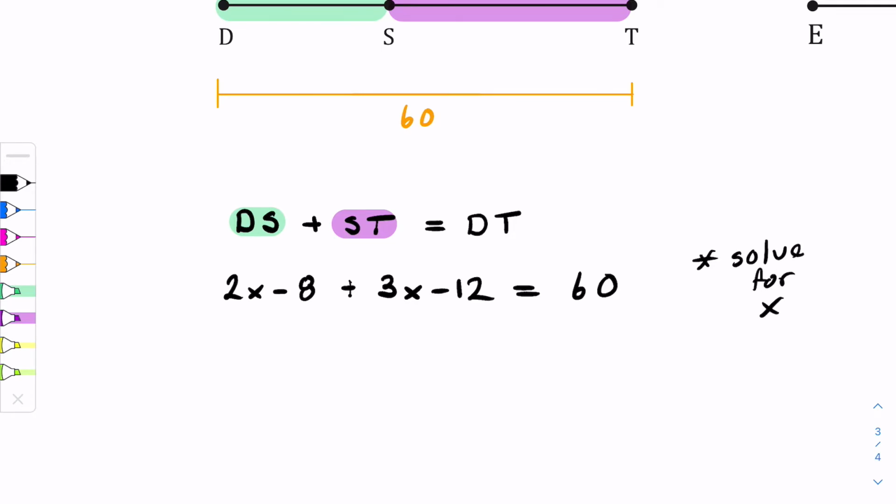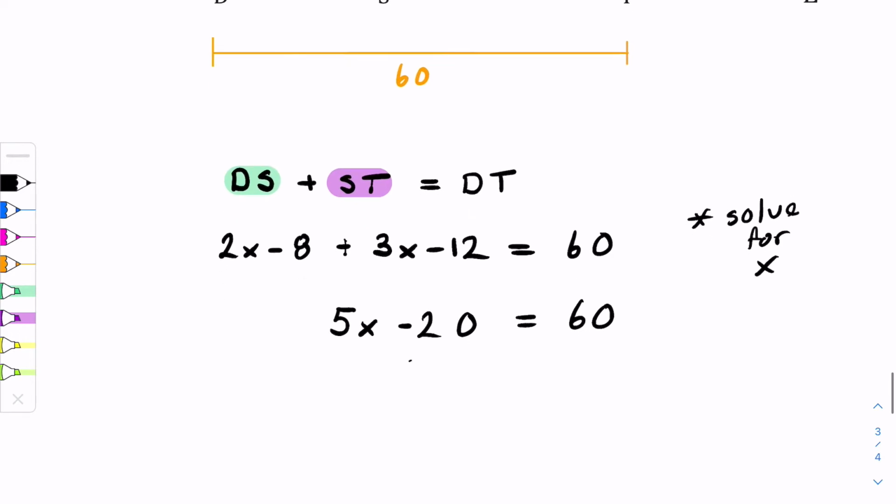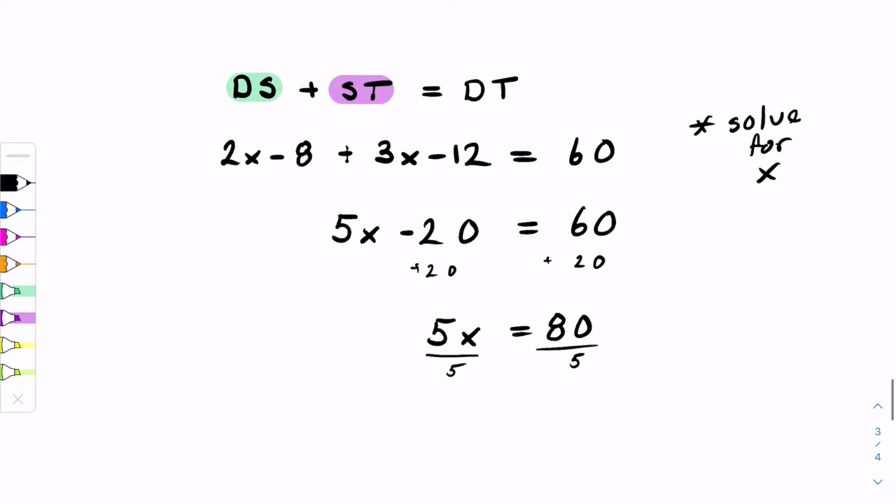So in order to do that, I'm going to combine my like terms. I have 5x minus 20 is equal to 60. I'm going to add 20 to both sides. 5x is equal to 80. Divide both sides by 5. x is equal to 16. So that answers the first part of the directions.